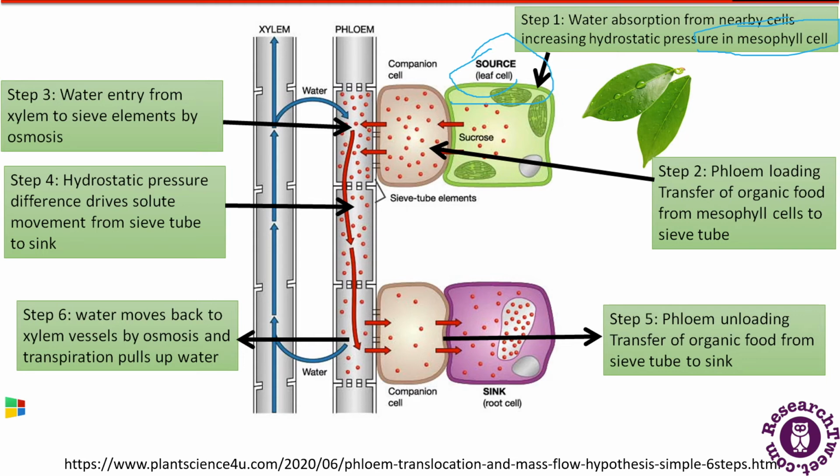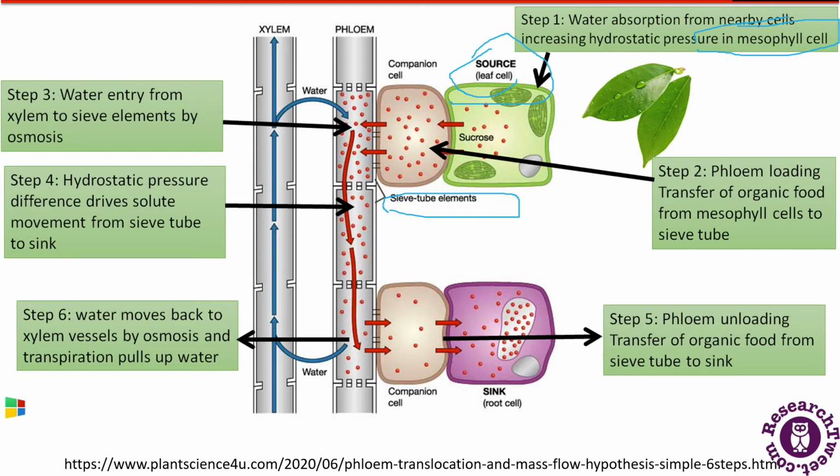Just near the source there are companion cells. What is a companion cell? It is where the phloem is being loaded. There is a transfer of organic food from mesophyll cells to the sieve tube. So these are the sieve tube elements, and this is the companion cell. When the sucrose is produced in the leaf cell, it will then be transferred to the companion cells or to the sieve tube.